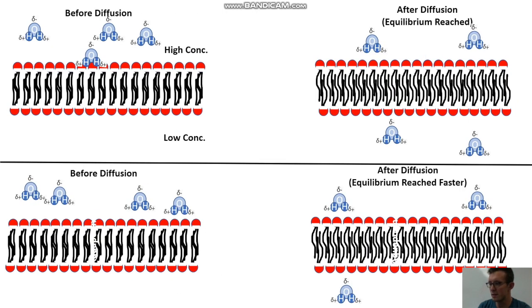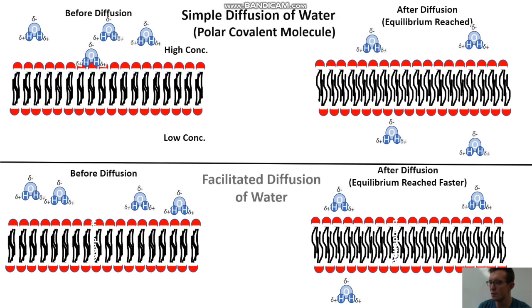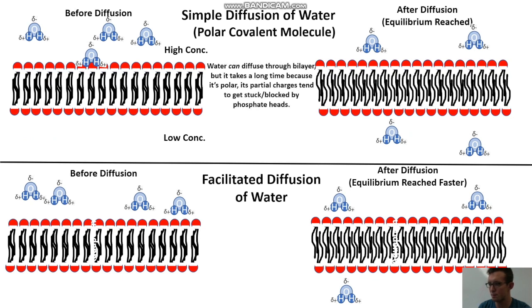Now water is kind of a special example. Water can diffuse into a cell through simple diffusion or through facilitated diffusion, and this has to do with the fact that water is a polar covalent molecule. Water can diffuse straight through the bilayer through simple diffusion, but it tends to take a long time because it's a polar molecule and its partial charges tend to get stuck on the phosphate heads in the bilayer. We'll show that happening here. You can see the water gets slowed down by the bilayer.